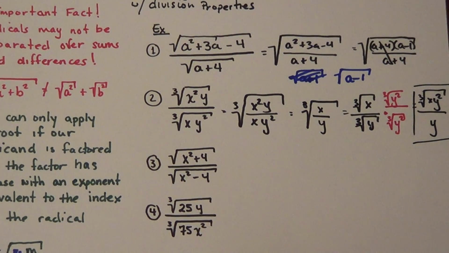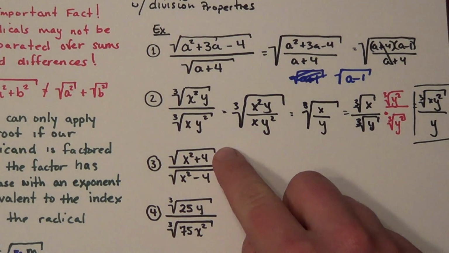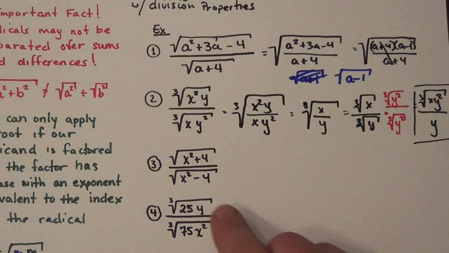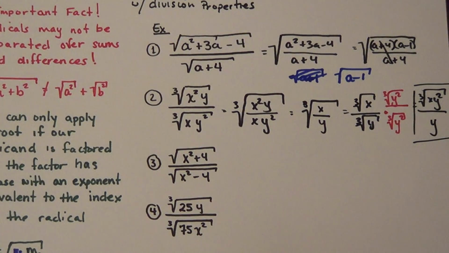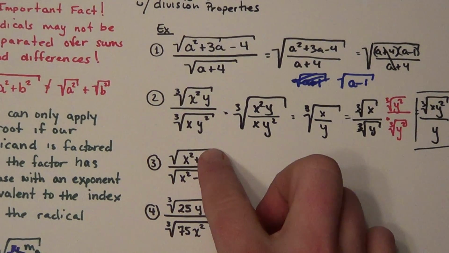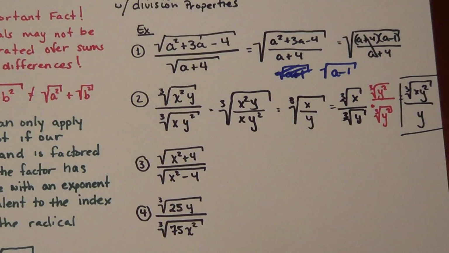And example 3 says I have the square root of the quantity x squared plus 4 divided by the square root of x squared minus 4. Now, this cannot be factored in the numerator, so x squared plus 4 cannot be factored. The denominator can be factored, but in this case it's not going to help me because it's going to be x plus 2 times x minus 2, and that is still not going to have anything in common with the numerator. So what I'm simply going to do here is apply the idea of rationalizing the denominator.